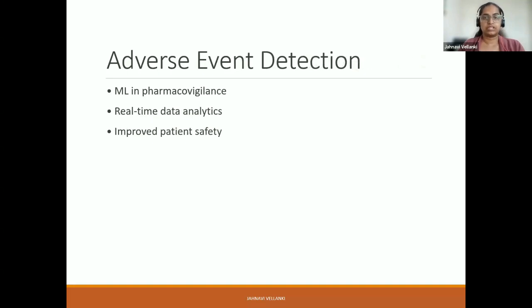Now, adverse event detection, a little deeper into this. Patient safety is ensured through the early identification and management of adverse drug reactions in this phase. Machine learning algorithms use the large data sets that are available, such as electronic health records and patient complaints, for patterns that predict a potential adverse reaction. Such sophisticated methods facilitate real-time surveillance and signal detection, thus increasing the efficiency of the pharmacovigilance process.